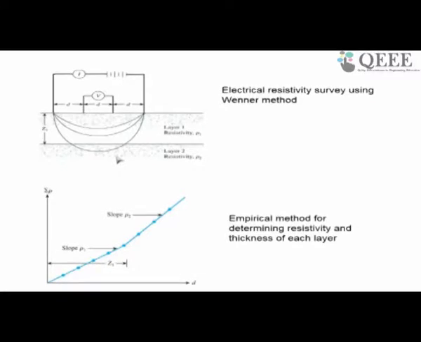So if you go on changing the dimension and measure the potential, you will get a curve. Okay, you will get a graph like this. As you can see, initially, as you change the distance, it is a single straight line, that means it is homogeneous. Once you reach this point, your slope is changing, that means you are getting a different resistivity.